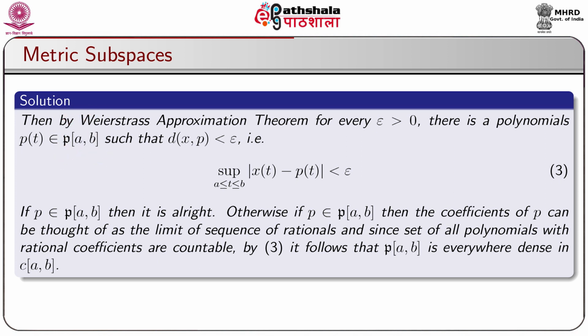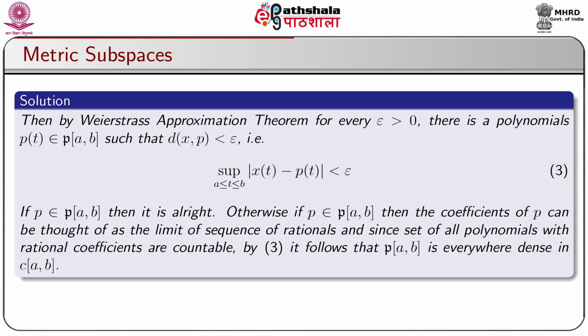the collection of all polynomials over the closed interval [a,b], such that d(x,p) is strictly less than epsilon. That is, the supremum of |x(t) - p(t)| is less than epsilon, and the supremum is taken over t belonging to the closed interval [a,b]. If small p belongs to 𝒫[a,b], then it is all right.